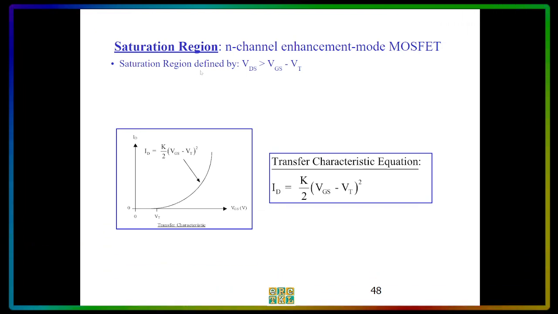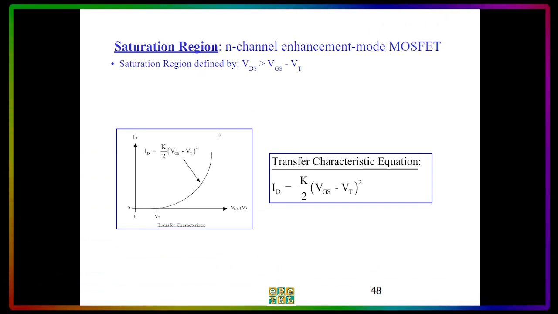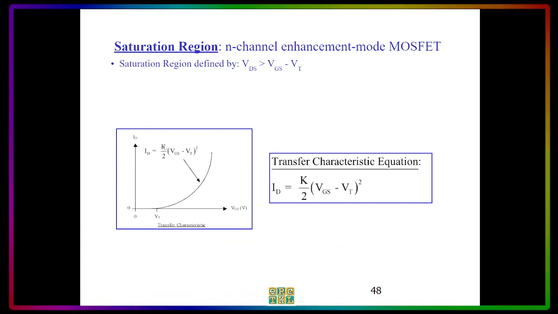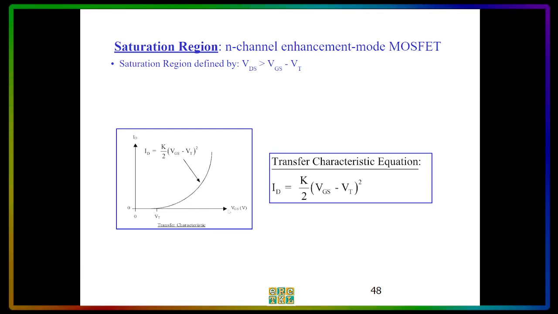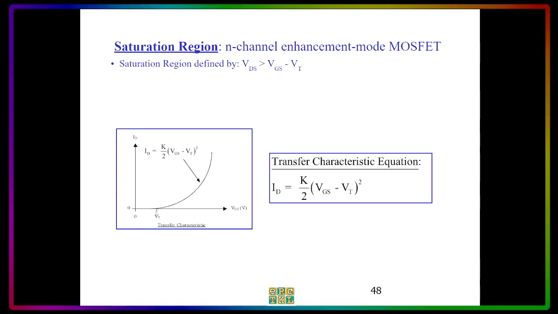Now, the saturation region in the channel enhancement mode MOSFET. Here, again, when you subtract VGS minus VT, that would be greater than the VDS. And the ID here is equal to K divided by 2, VGS minus VT to the second power. So the VT is along the x-axis on the VGS. When the VGS is equal to this point here, that's called the transfer characteristic, or this is the VT. So this VT has a value of ID equal to 0. That's the VT.